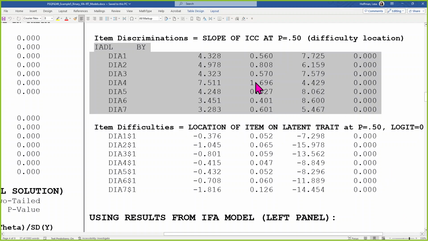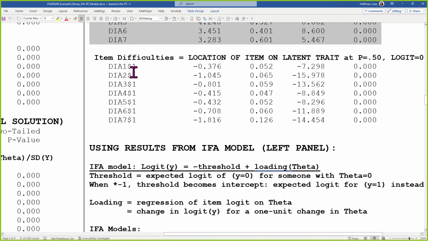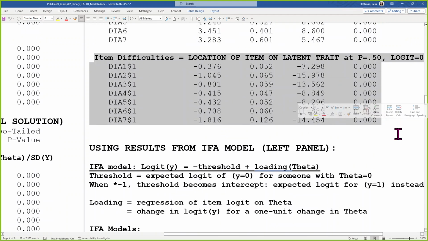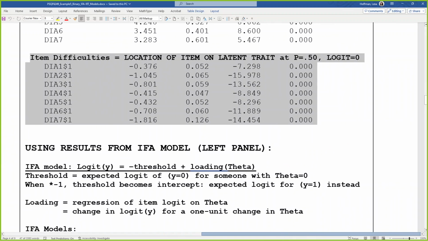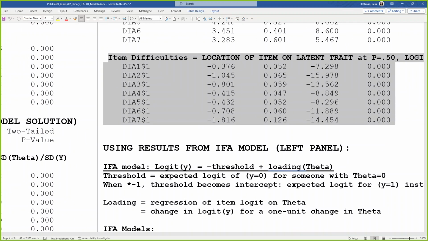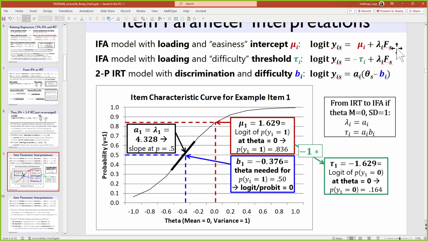Make it work. So yes, discriminations and loadings are the same thing. They tell you the maximum slope at the probability of 0.5. And it's a linear slope if you're predicting in terms of logits. Item difficulties, this is a rearrangement of thresholds. In this parameterization, it is computed as the threshold divided by the loading, I believe. Let me check my own memory of this.